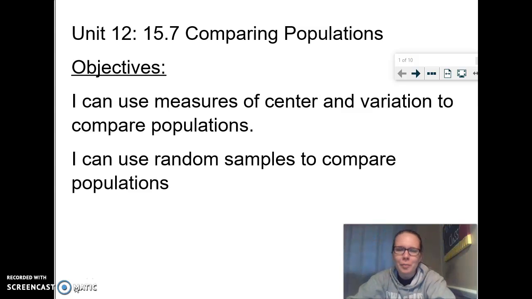Wow. I'm so pumped. So, last lesson of our last unit on probability, and we are going to talk about comparing populations. Okay, so this is lesson 15.7. So your objectives are: I can use measures of center and variation to compare populations. This is something that we learned back in unit 10. And I can use random samples to compare populations.